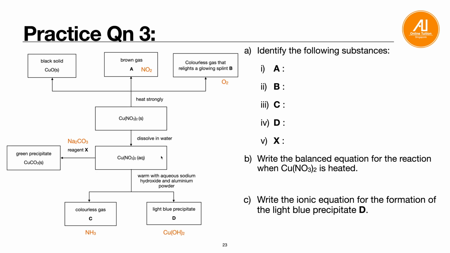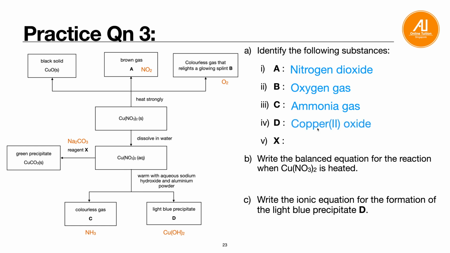Okay, next one. So here are the questions. A, B, C, D, and X. A will be your NO2, nitrogen dioxide. B will be your oxygen gas. C, where's C? C is here, ammonia gas. And then D will be your copper 2 hydroxide. X will be your sodium carbonate.